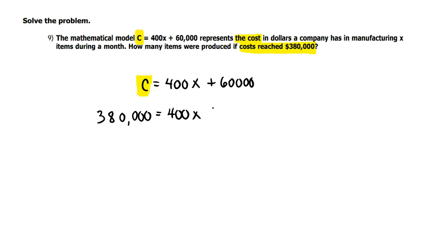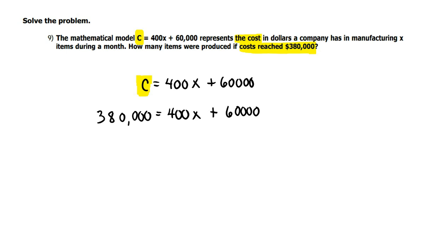Now, if you use the graphing feature, just know that the left side of the equation would be y sub 1, which will be a horizontal line going through the y-axis at 380,000. That would be way up high, so you're going to have to mess with your window on that. The right side of the equation crosses the y-axis at that 60,000. That's way up there too. And then it has a slope of 400, which is extremely steep.